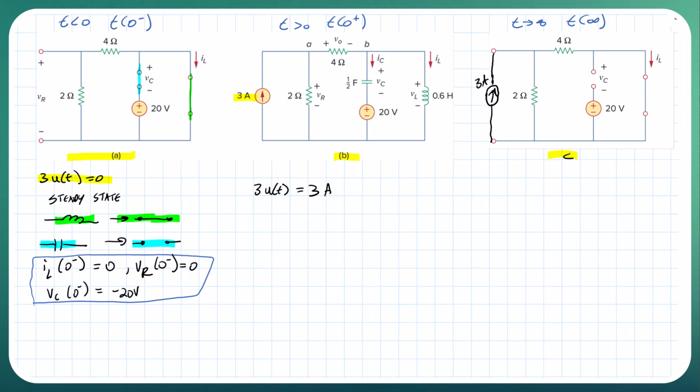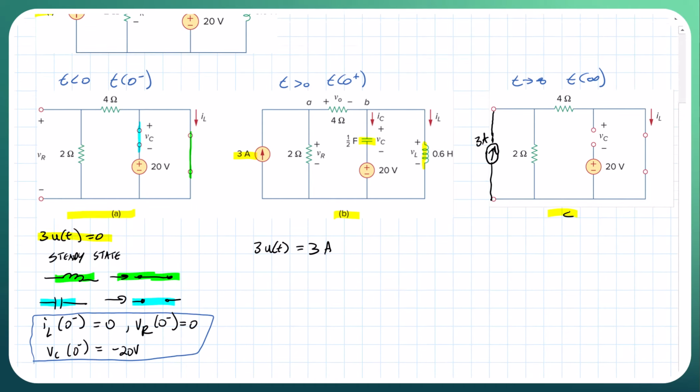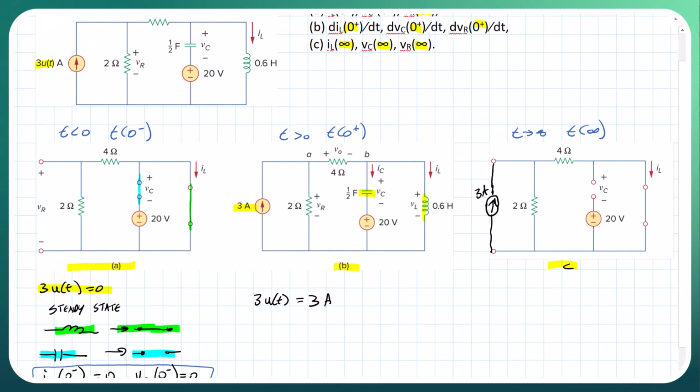So if you look at this here, the inductor and the capacitor again cannot change abruptly. Now of course we're no longer in steady state, so we've got our capacitor in here and our inductor in here. They're not going to be open circuited or short circuited, so they're in there, so you have pretty much the entire circuit put together.